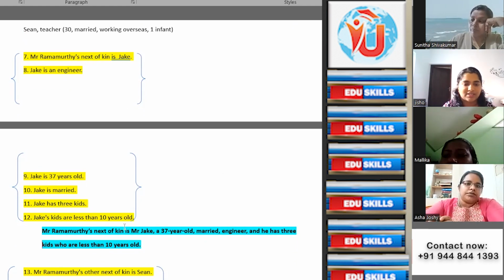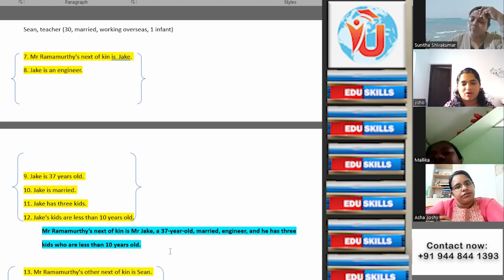Mr. Ramamurthy's next of kin is Mr. Jake, comma, a 37-year-old, comma, married, comma, engineer, and he has 3 kids who are less than 10 years old.